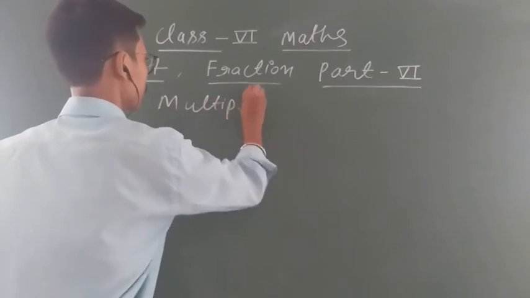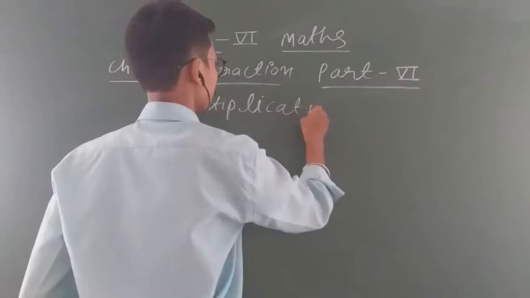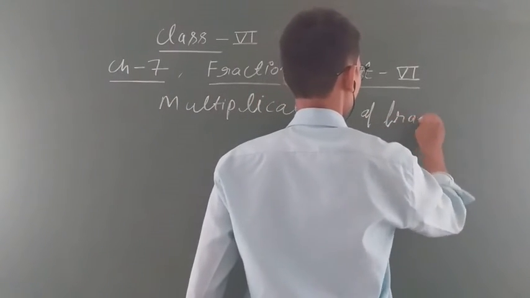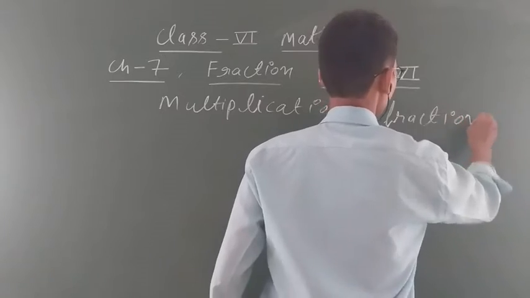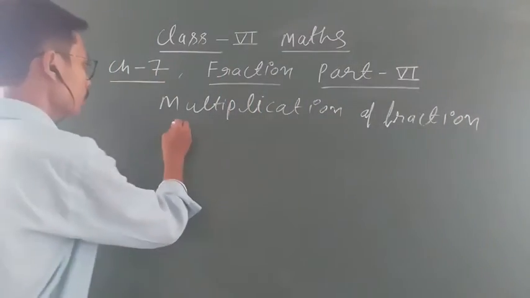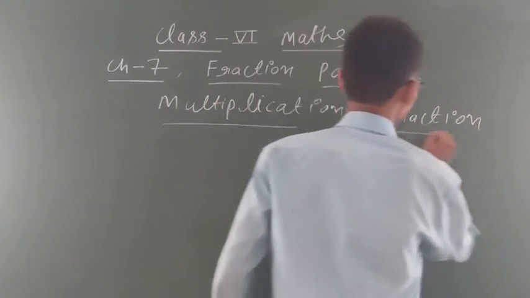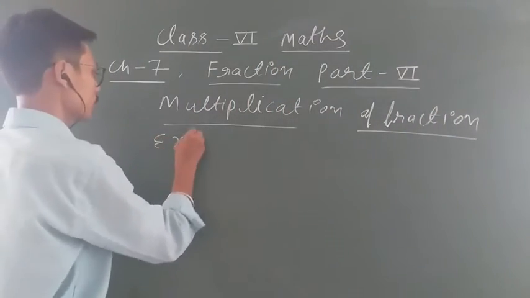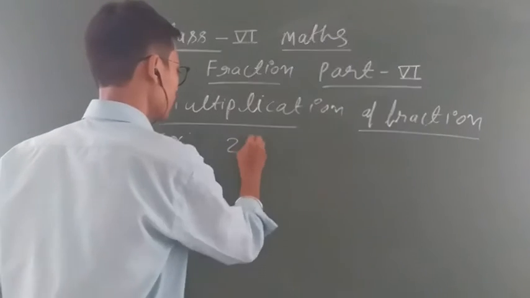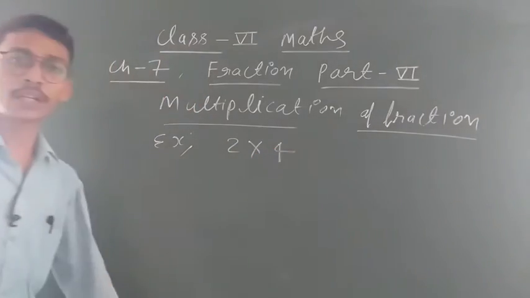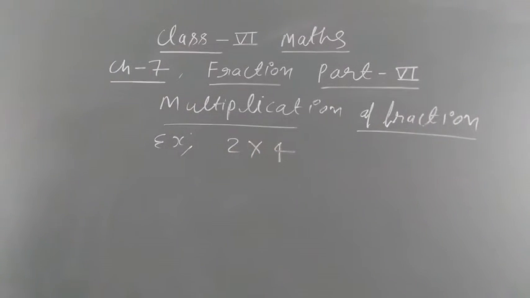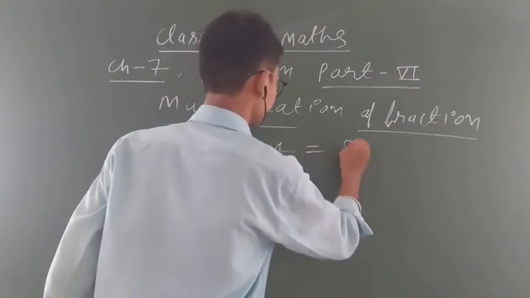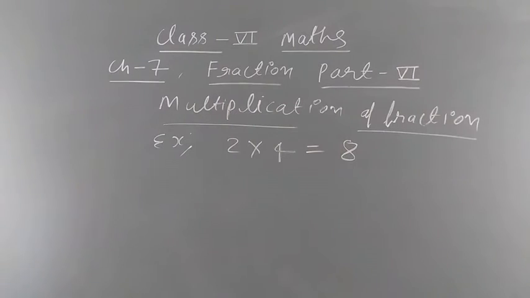First is multiplication of fractions. So how will we do multiplication of fractions? As you know, the same multiplication, like 2 into 4. As an example, I am writing 2 into 4. It means what? You know that simply this is 8. 2 into 4 equals 8.